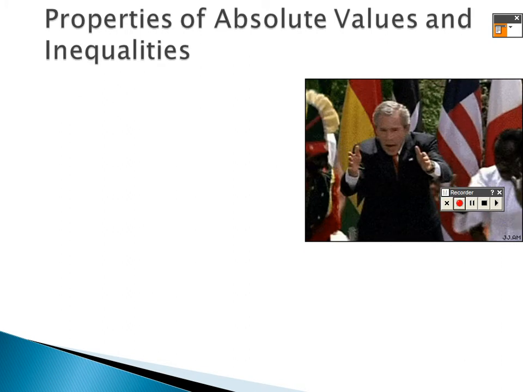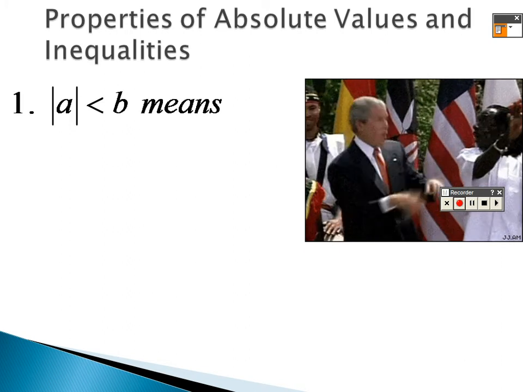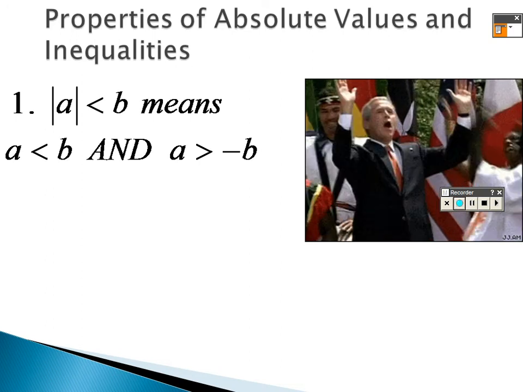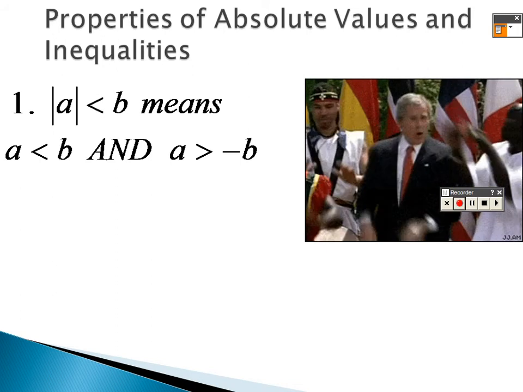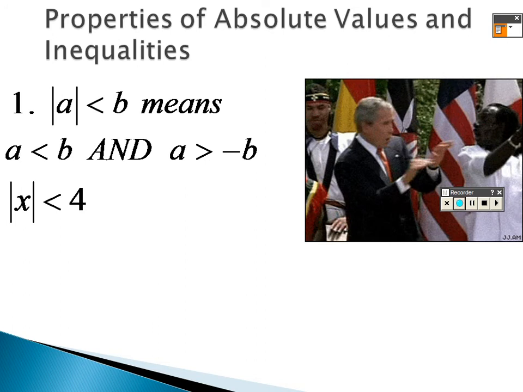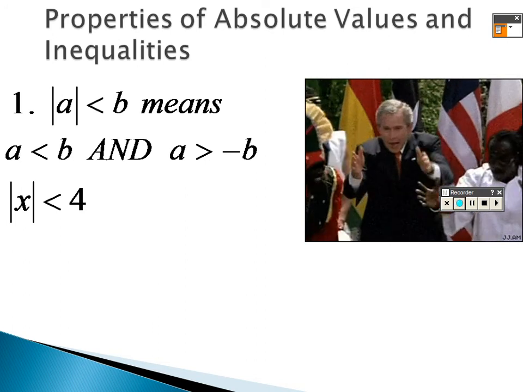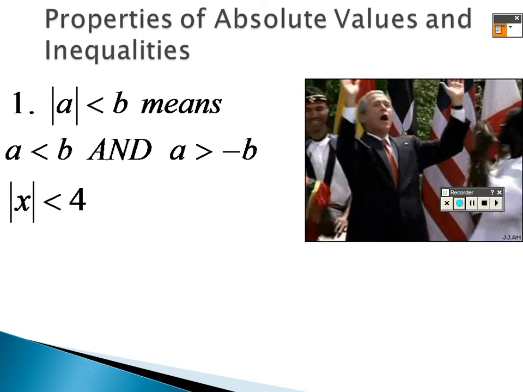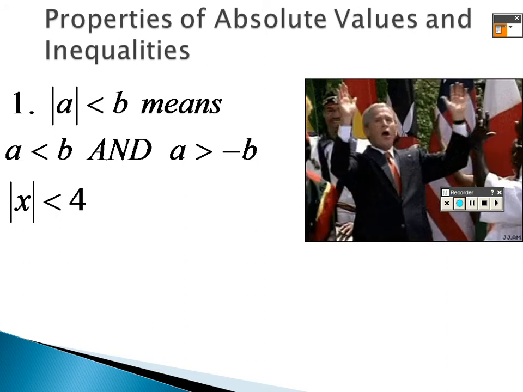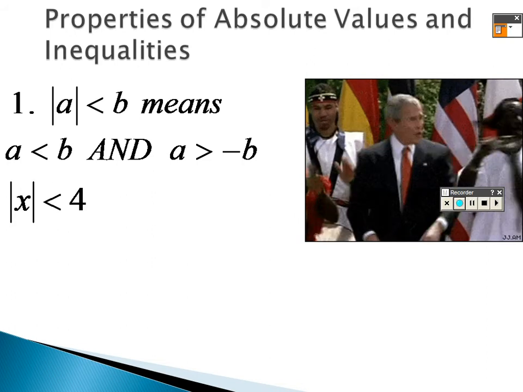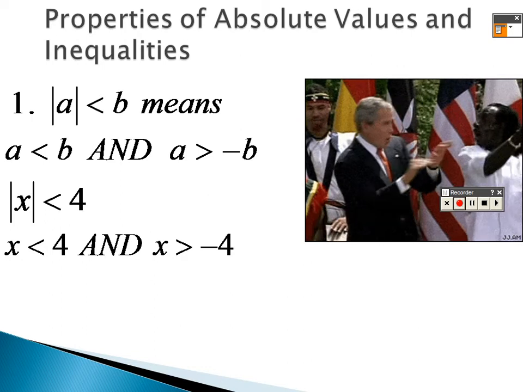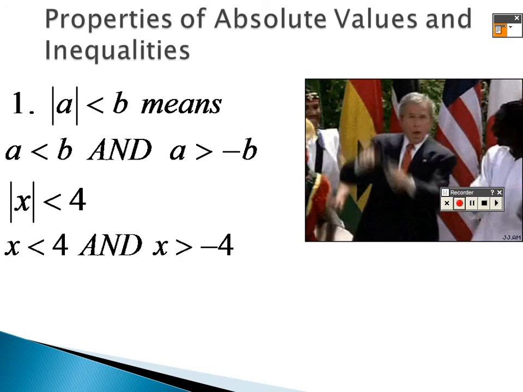Properties of absolute values and inequalities. Absolute value of x is less than b. That means it's less than b and it's greater than negative b. Okay? And what I mean by that is if you have some number x that is less than 4, so 3 works, and negative 3 works, 2 works, and negative 2 works, 1 works, and negative 1 works. Okay, so everything less than 4, but also greater than negative 4. So everything in between 4 and negative 4 basically will work.